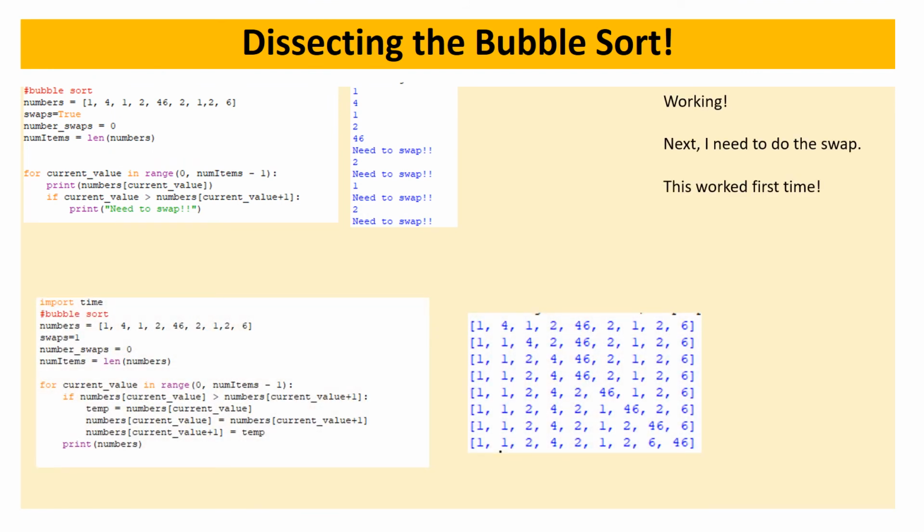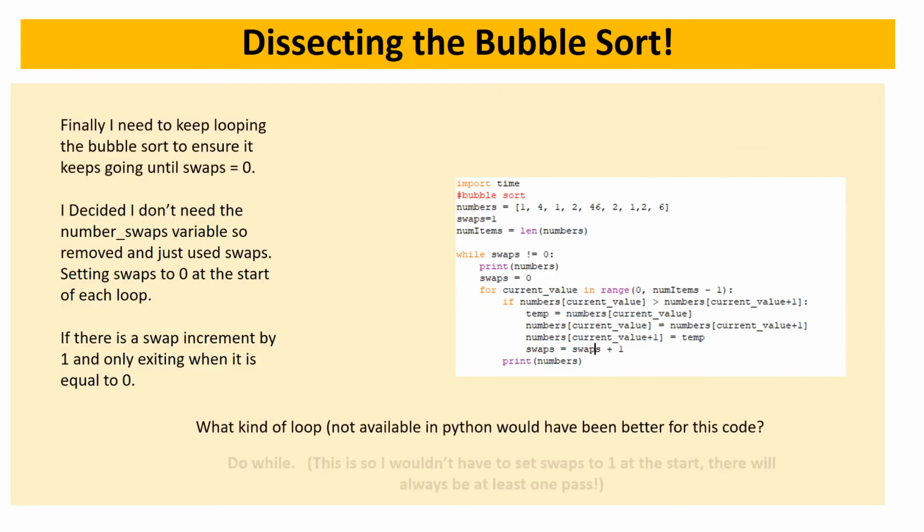So now that was working, I decided the next thing I was going to do was actually to do the swaps. I created a temporary variable and then I actually did the swaps and printed it out just to check it was working. And one pass was working. So then you can actually think about doing different passes.